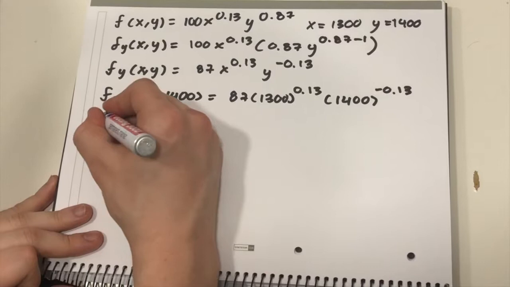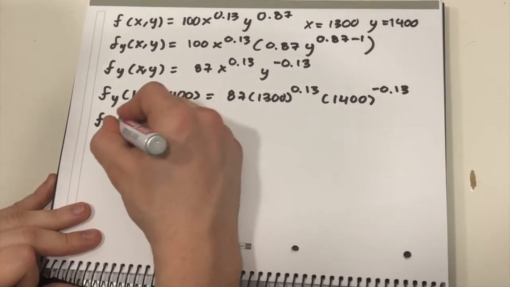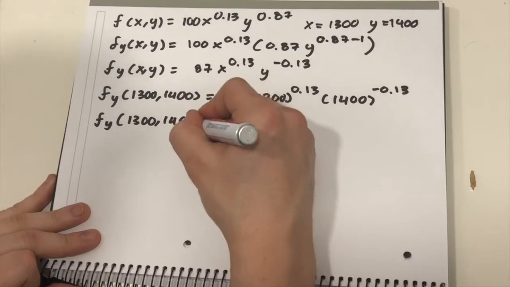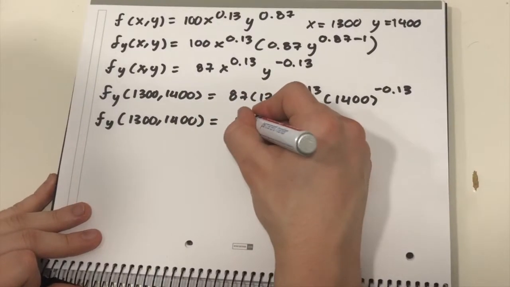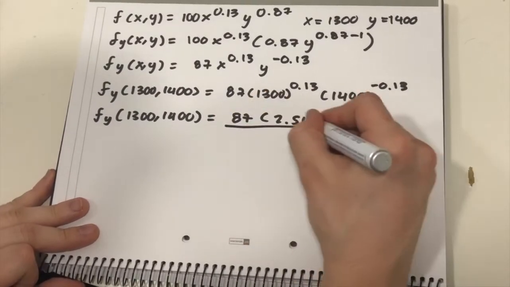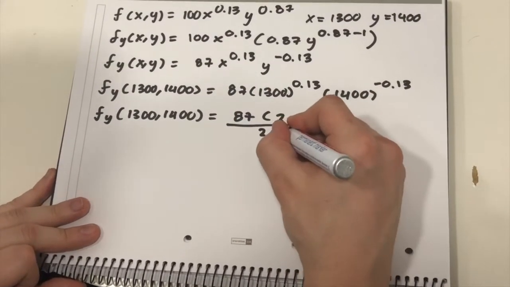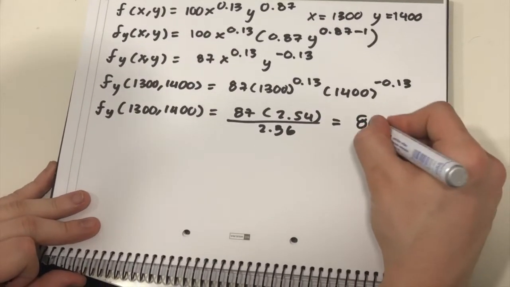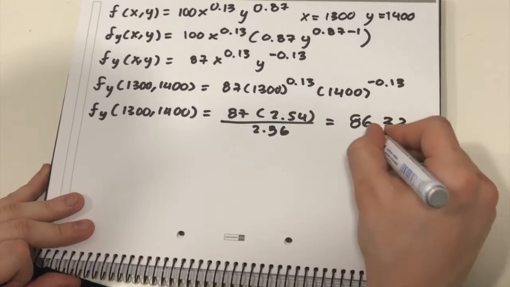We need to copy the same function, the partial derivative with respect to y with the numbers given, equaling 87, we open parentheses, times 2 times 54 over 2 times 56, which gives the final result for the utility, 86.32.